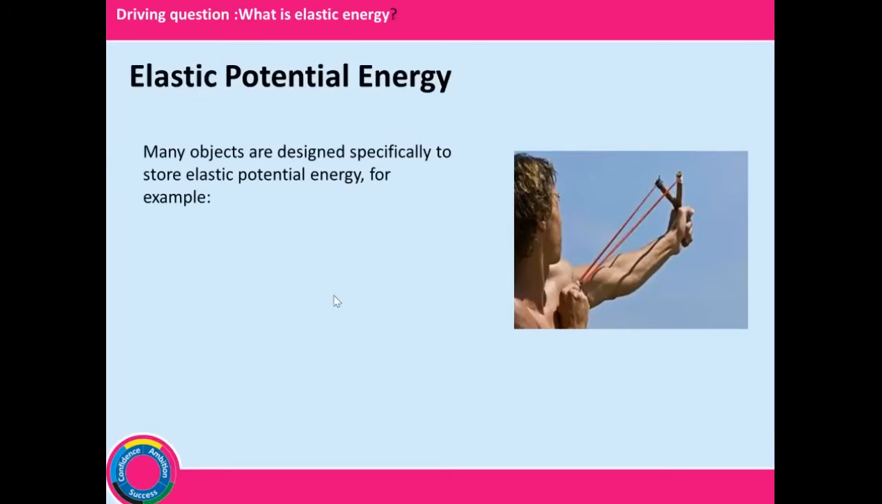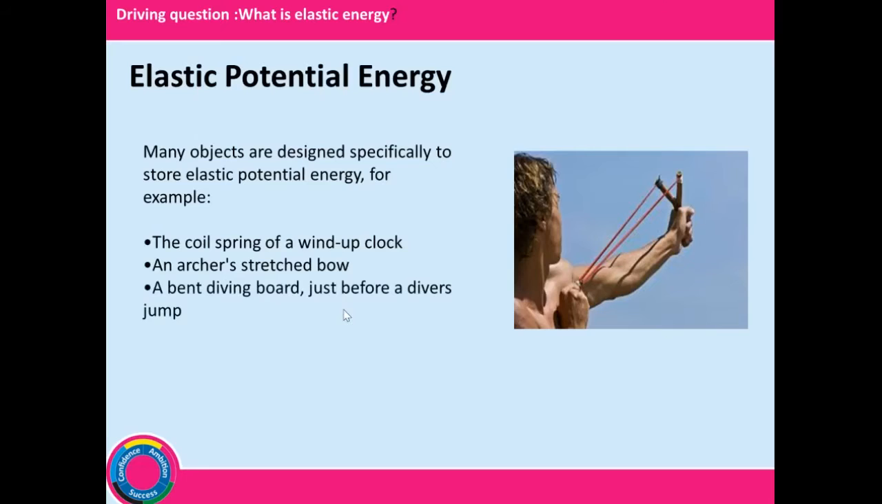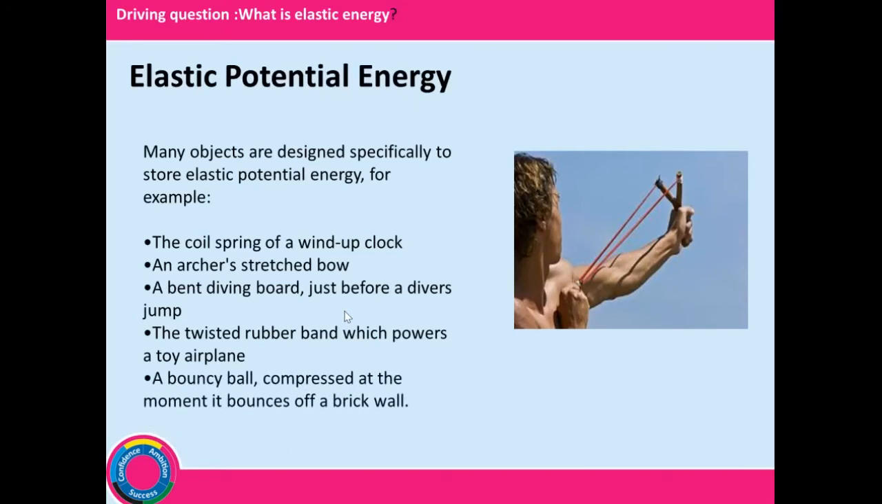Many objects are designed specifically to store elastic potential energy. For example, wind-up clocks, an archer's stretched bow, a bent diving board just before a diver jumps, the twisted rubber band which powers a toy aeroplane, a bouncy ball compressed at the moment it bounces off a brick wall.